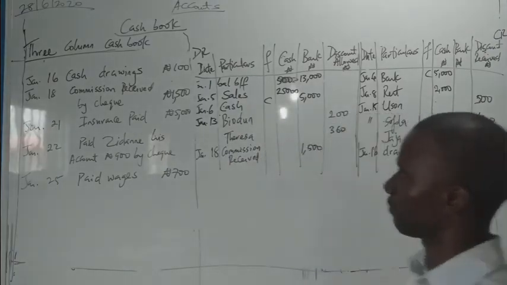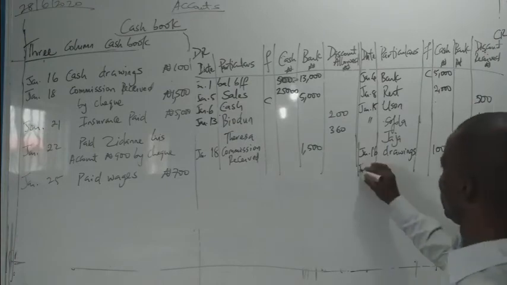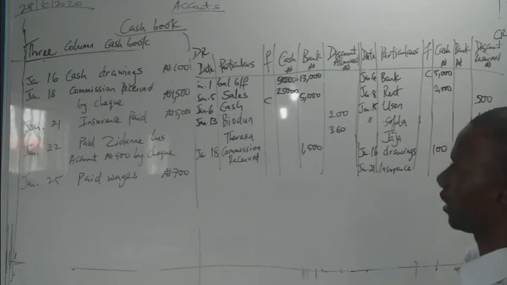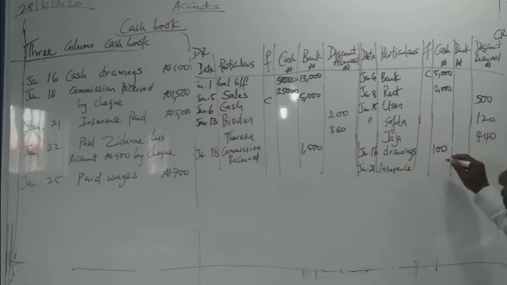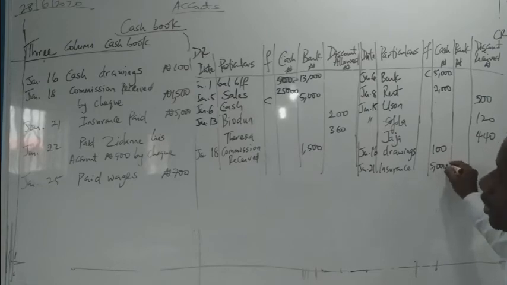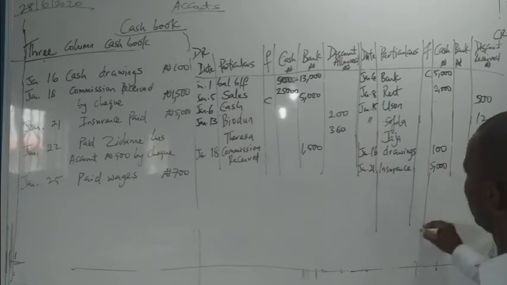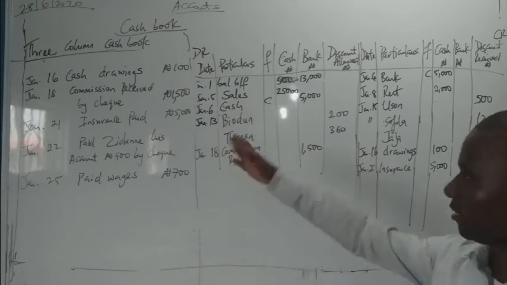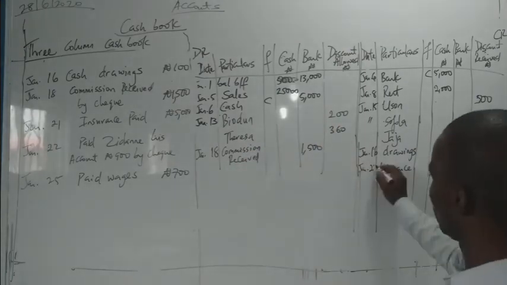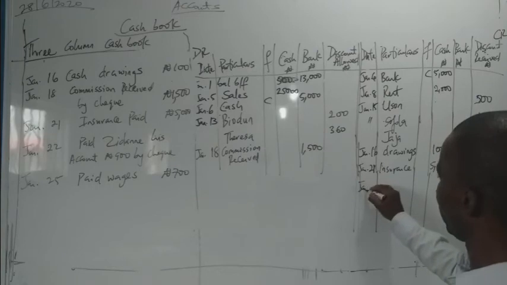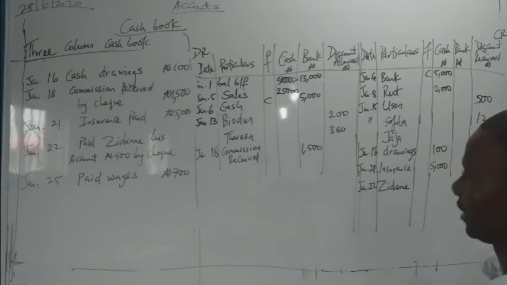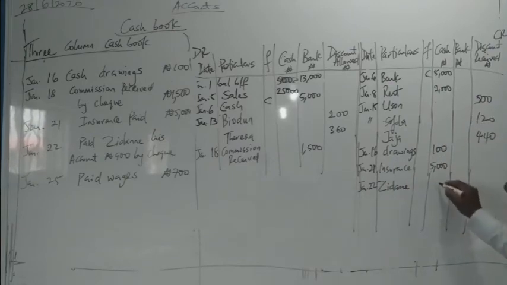Then insurance paid. Money is going out. January 21st. Insurance. How much? 5,000 naira. They didn't mention check, so we assume cash. Then, what else? January 22nd. Paid Zidane. That means money is going out by check. This January 22nd. How much? Who? Zidane. Zidane is a creditor, so we are paying him the money owed by check, 900.